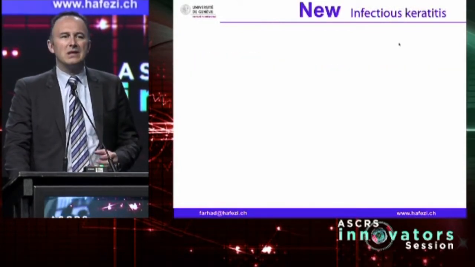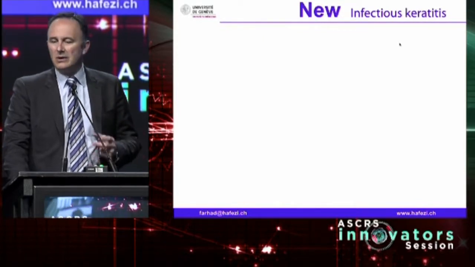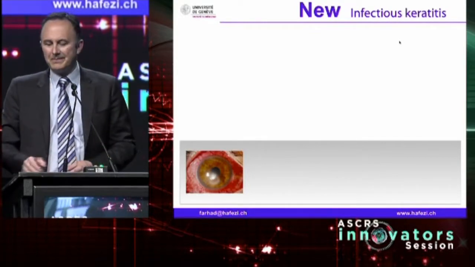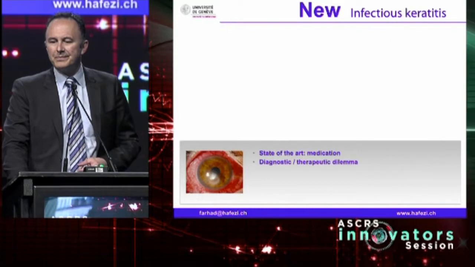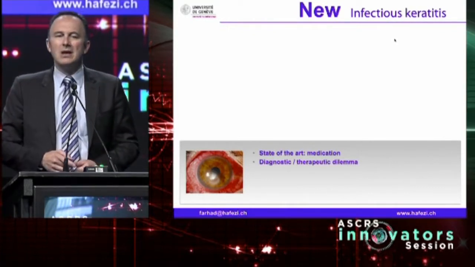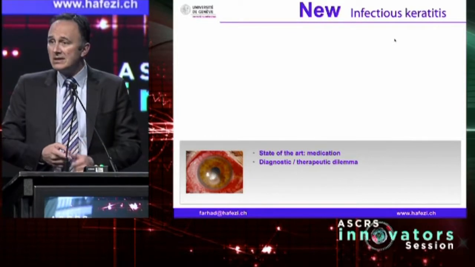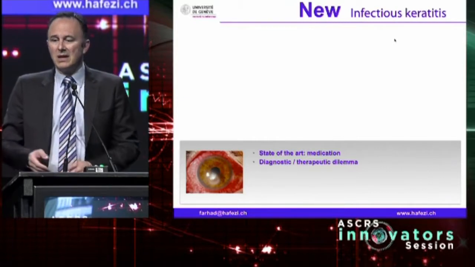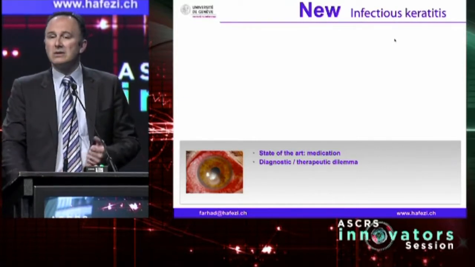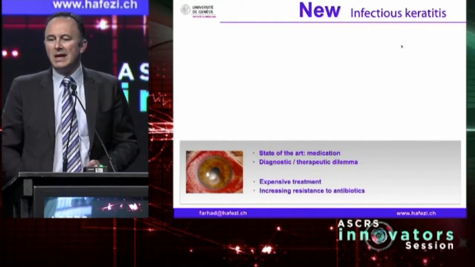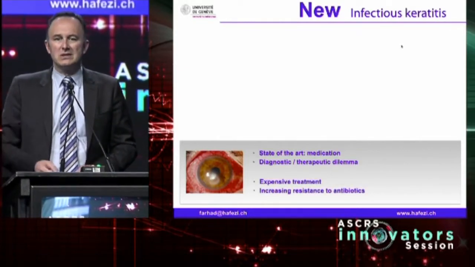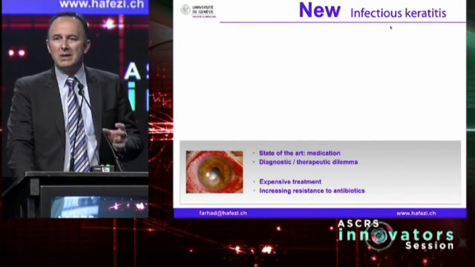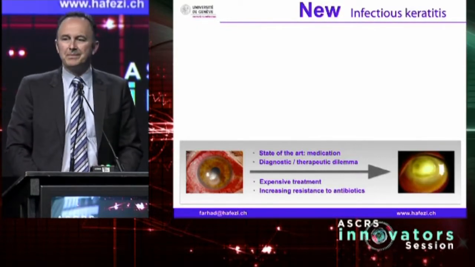Now, looking at infectious keratitis, this represents a new indication for cross-linking. And having such a patient coming into our practice with a beginning ulcer, we know that the state-of-the-art is medication, but we at the same time know about the diagnostic dilemma we often face. Is it bacterial, or is it maybe fungal? Is it mixed? And the therapeutic dilemma. It's very cost-intensive, it's an expensive treatment, and we are also facing an increasing resistance to modern antibiotics. Taking all this together, often, even with maximal care, we might end up in a catastrophe.